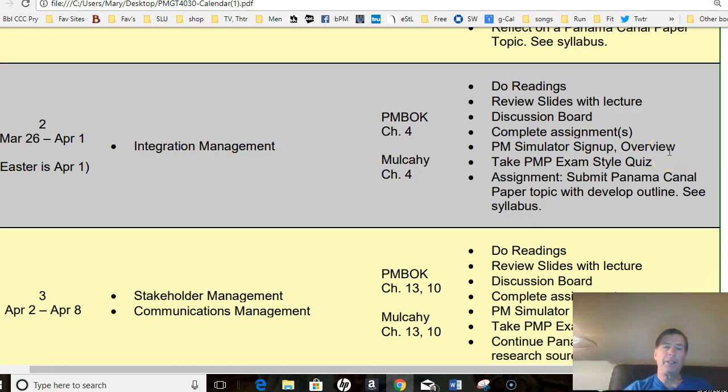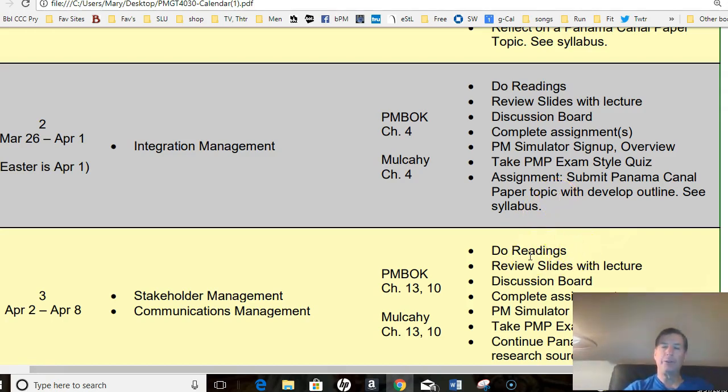I find it unfortunate that the PMBOK guide puts it in stakeholder management in chapter 13. It was in PMBOK guide version 4, integrated into communications. It was a single chapter. I liked that approach a lot. When they broke it apart in PMBOK guide version 5, they took stakeholders and put it at the end. There were already 12 chapters. Now they made it chapter 13. I find this unfortunate because I wish they would have put stakeholder management right up behind integration, which is where we teach it here in this course. So anyhow, do those readings. Notice chapters 13 and 10.